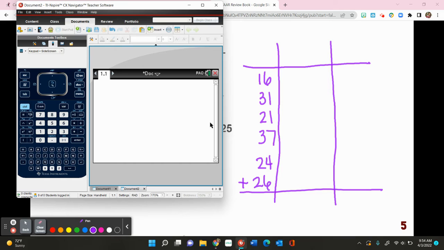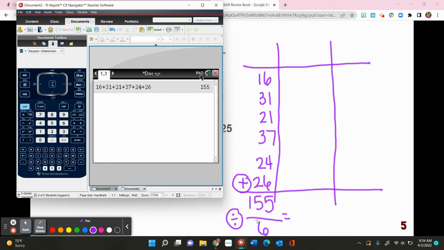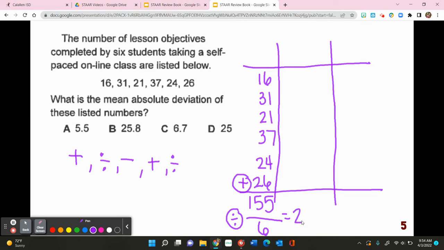And let's go ahead and type in these numbers. So we have 16 plus 31 plus 21 plus 37 plus 24 plus 26. And now we see that when we add these values up, we get 155. Now we're going to divide by the amount of numbers that we have. So I'm dividing by 1, 2, 3, 4, 5, 6 numbers. So 155 divided by 6 gives me 25.83. I'm just going to round this to 25.8.